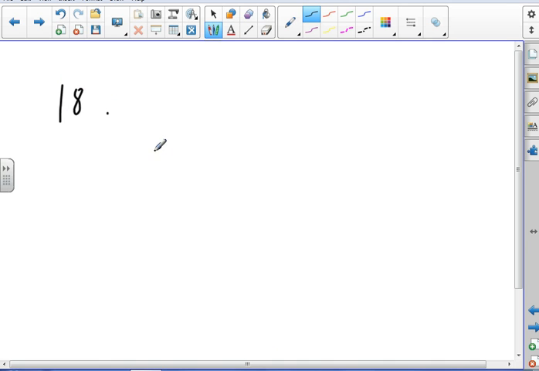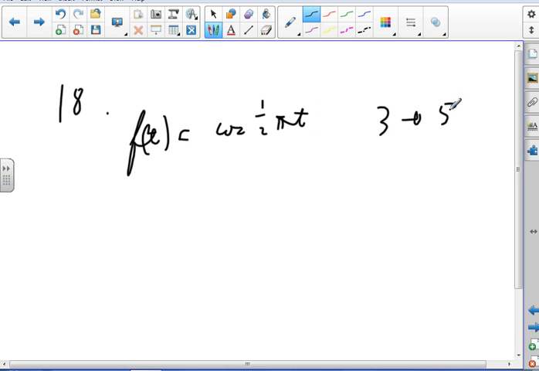18. Okay, so f of t equals cosine of 1/2 pi t between 3 and 5, and f of t is equal to 0 everywhere else.